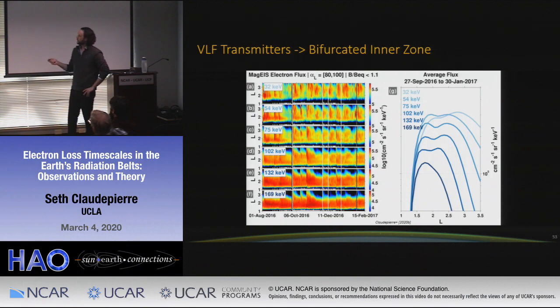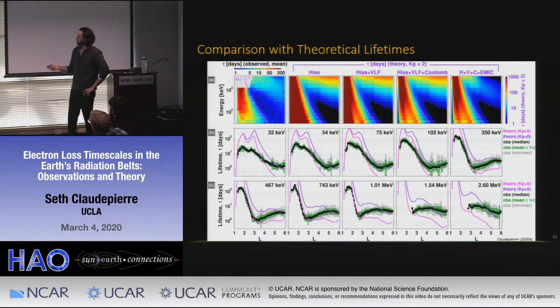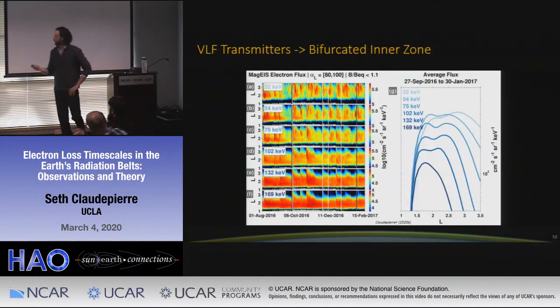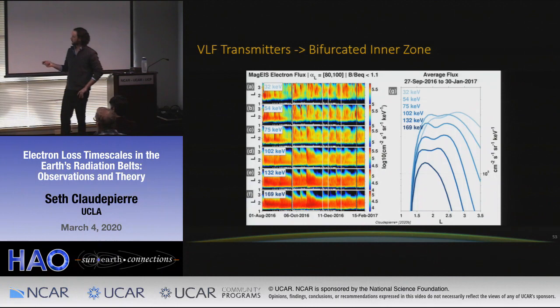But we saw this VLF transmitter effect in our statistical database of the lifetimes, and we thought, well, if it's there in the statistics, it should certainly be there in the raw observations. And lo and behold, it actually is in the observations, and it's kind of been staring us in the face all the time. So these are now just the raw fluxes from Van Allen probes.